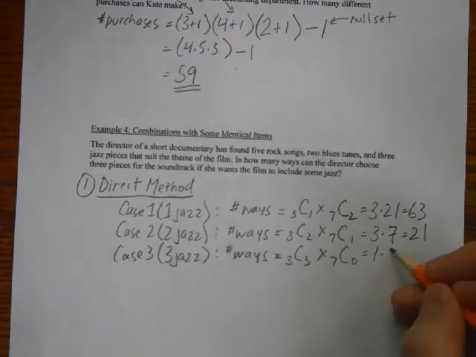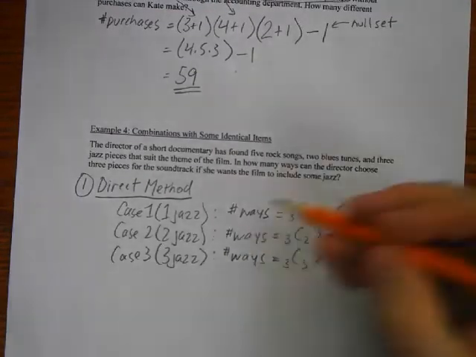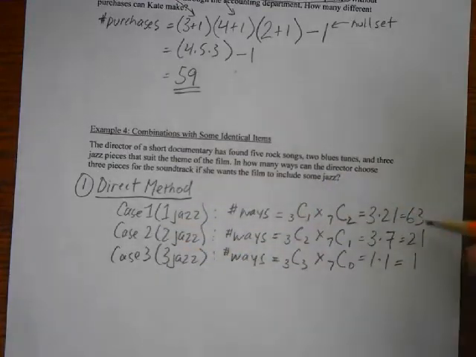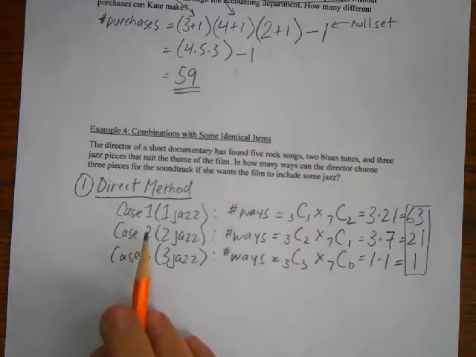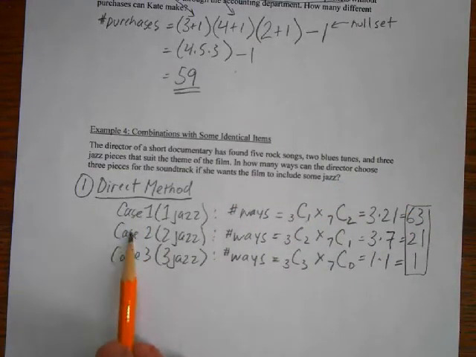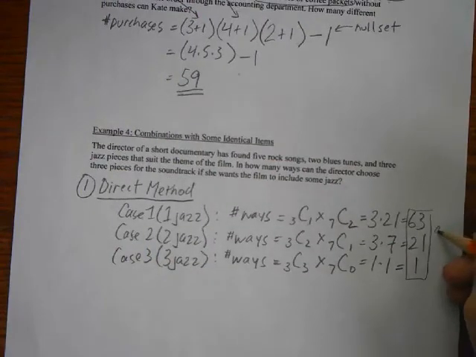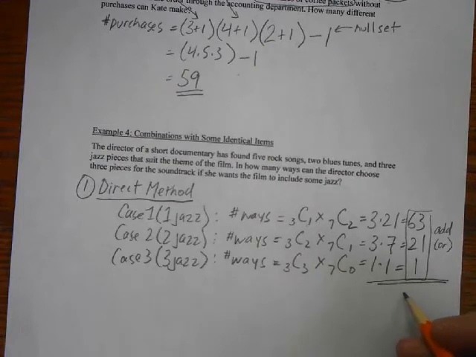Well, that's also 1. So there's only one way of doing that. Okay, so now that we've got all 3 cases of at least one jazz song, we take our totals for each case, and because it's case 1 or case 2 or case 3, the word "or" tells you it's going to be adding. This is the additive property of counting. So when we add those up, we get 85 ways.